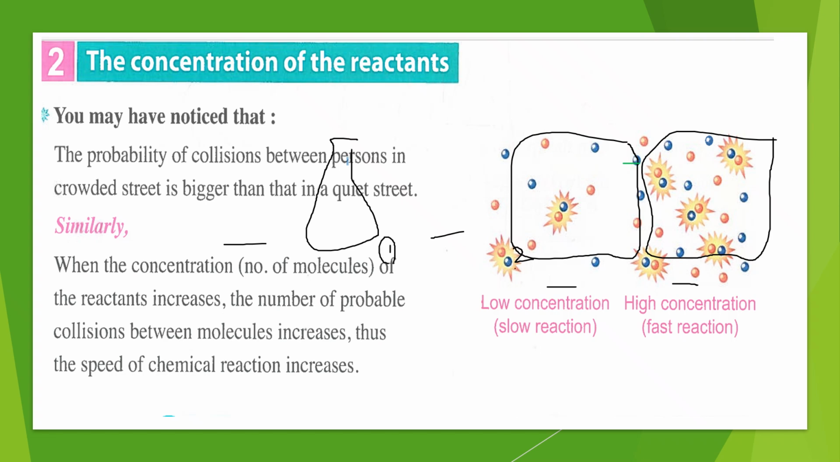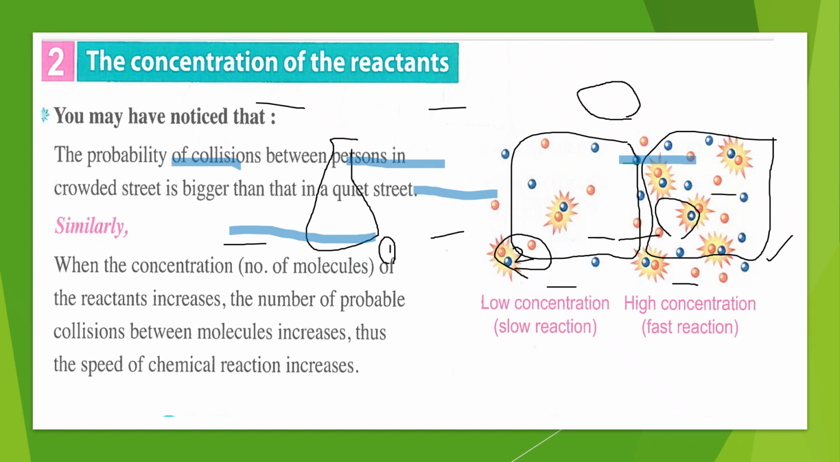More collisions happen between the molecules of the reactants, and this increases the speed of chemical reaction. So the speed of chemical reaction increases by increasing the concentration of the reactants due to the increasing number of collisions between the reactant molecules. Here we have low rate of collision and here we have a high rate of collision.